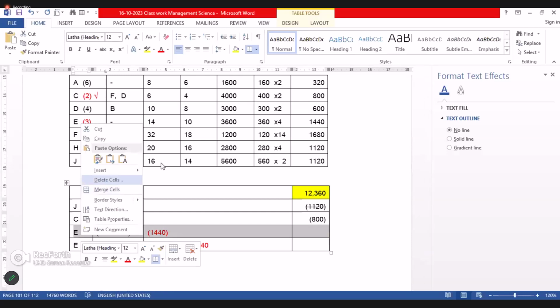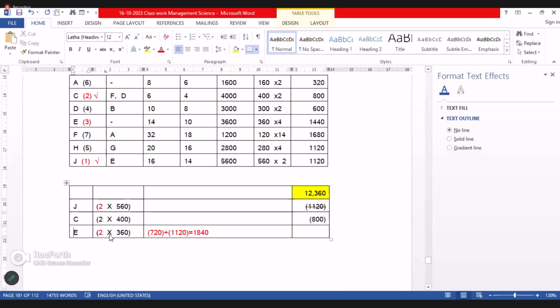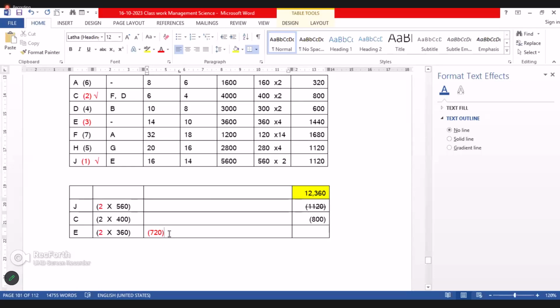Then I remove this one, because E 2 days and J 2 days is no advantage for us. Therefore, here we have to put this one. Okay? If you are not understanding, please tell me.